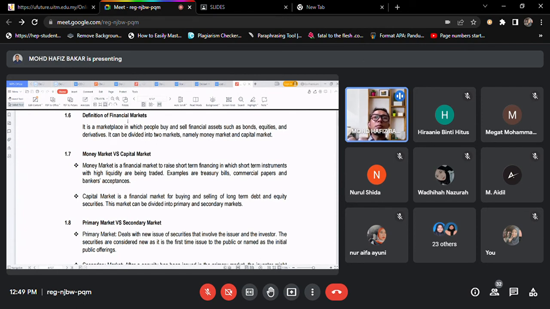Okay, financial market can be divided into two. One is money market. Money market is short term punya trading, short term. Capital market is long term trading. Okay, so let's go to what is money market and capital market.